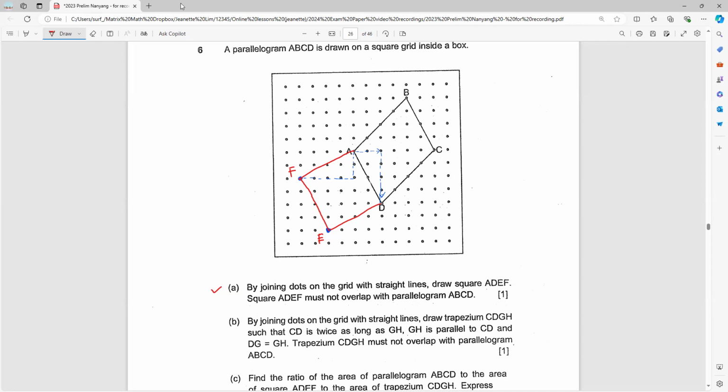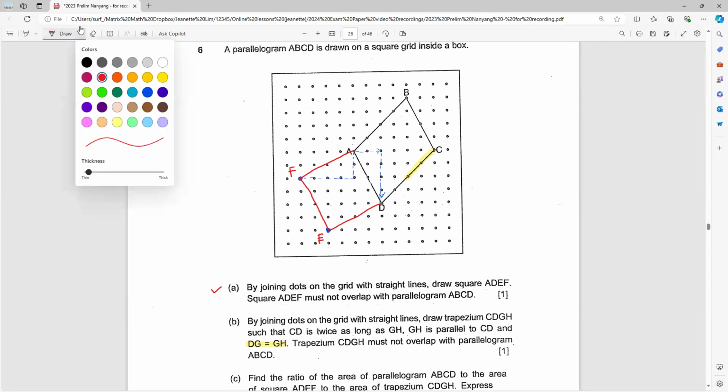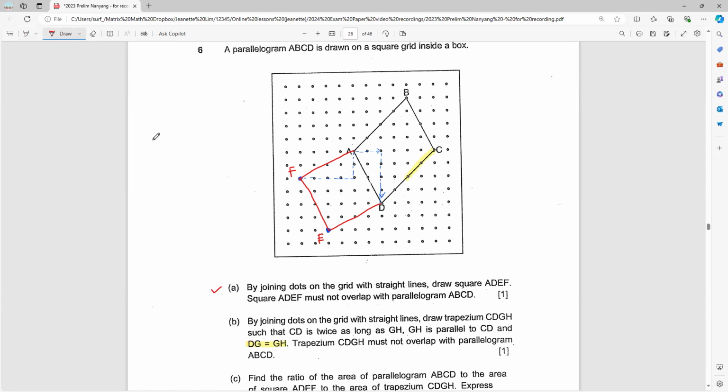CD is twice of GH. So GH is only half of CD. So it should only be this long for GH. DG is equal to GH. So DG is also the same length. Okay, let's try and plot DG first. So DG must be cutting across the grids like that, cutting across one square and then another square. So we can do this, 1, 2. Okay, so this is G.